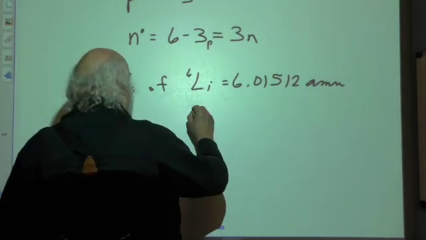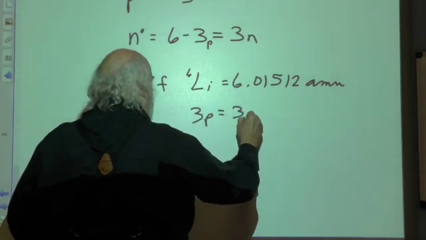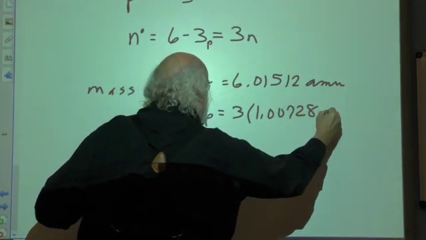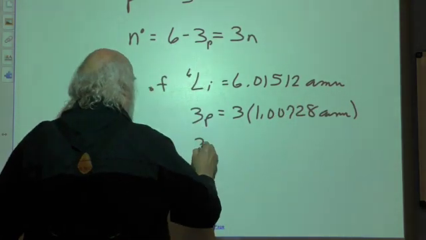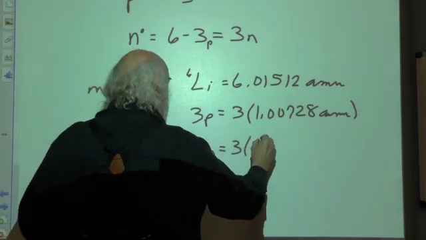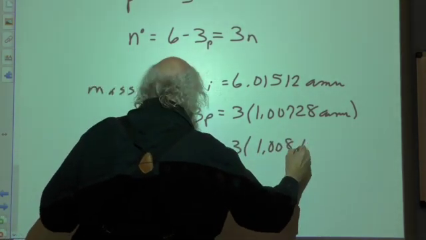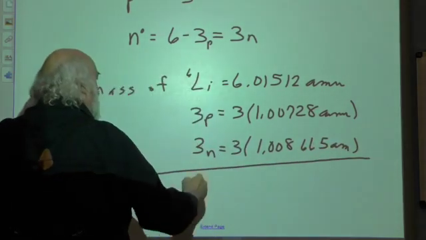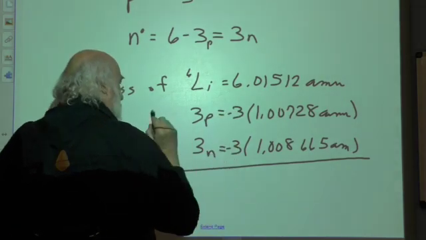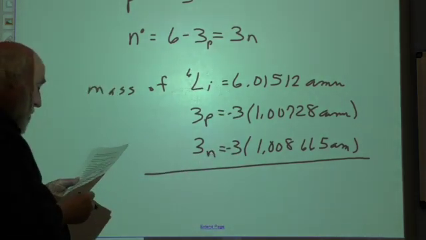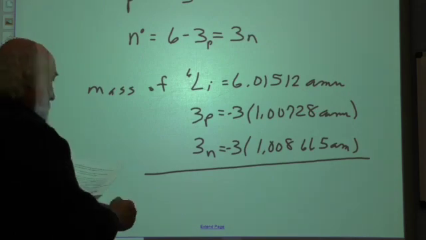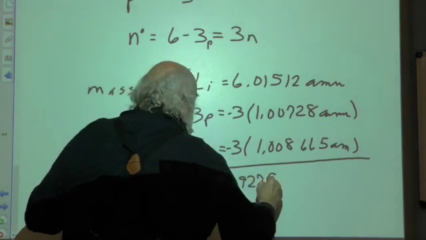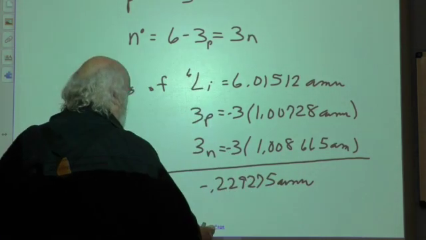All right, we have 3 protons. So 3 protons is 3 times 1.00728 AMUs. 3 neutrons is 3 times 1.008665 AMUs. So we take this quantity and subtract this and subtract this, and we get negative 0.229275 AMUs.